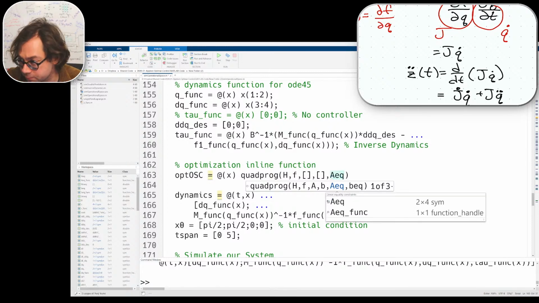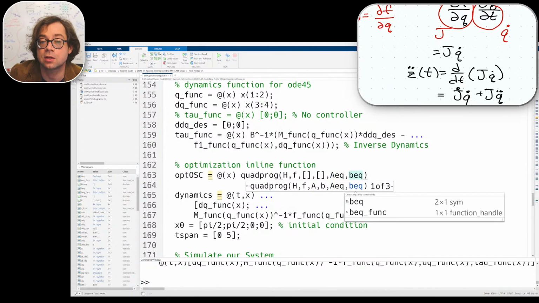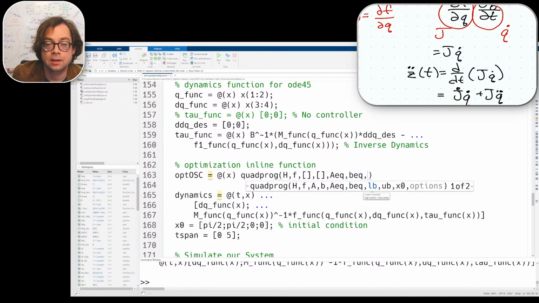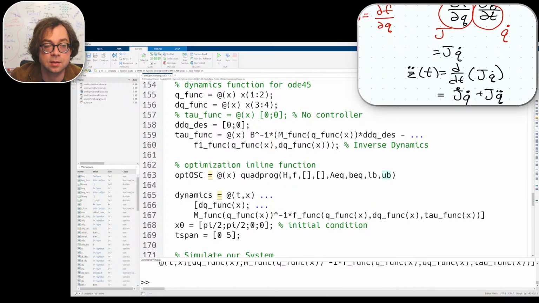We'll have to turn these into our functions. Right now I'm just writing the AEQ, BEQ. All right? Then I have the lower bound and upper bound. And then I'm done, right? This will take in some X and it should return the result of this quadratic program, which are the optimized decision variables.